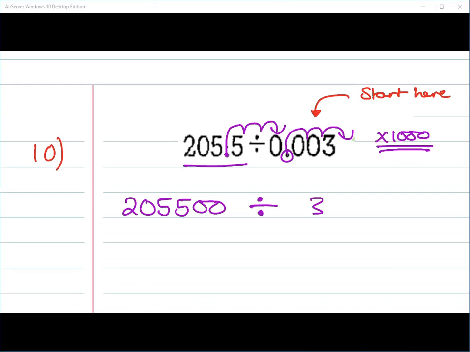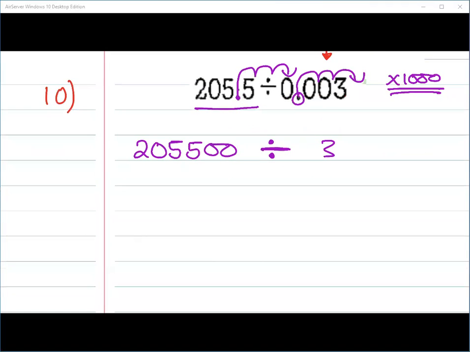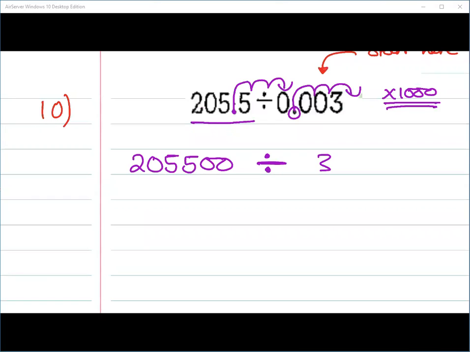So are you happy with that then? Yes? Yeah? Okay. So everything's become whole now. That's okay. It's not a problem. So what number do I put here? 3.